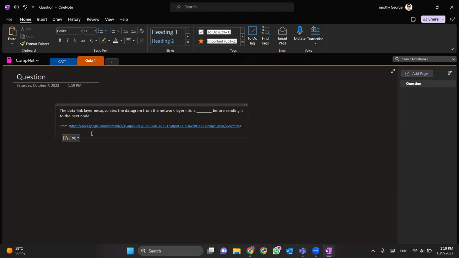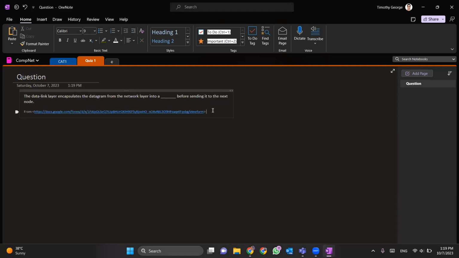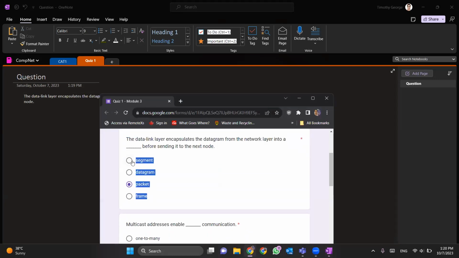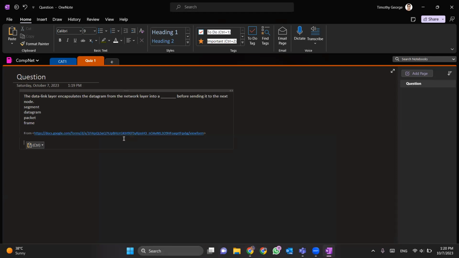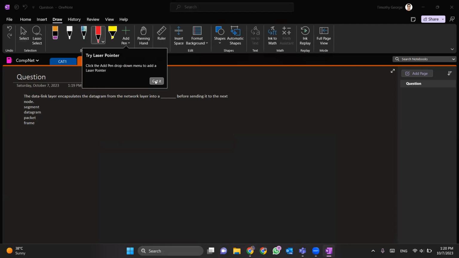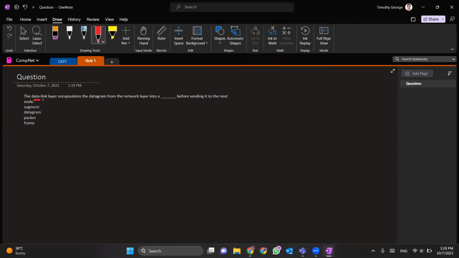The question is: the data link layer encapsulates the datagram from the network layer into a dash before sending it to the next node. The options given are segment, datagram, packet, and frame. This is actually a very simple question because anytime you say the word data link layer, you should know that data across the network is transferred in the form of frames. It would have been packet if it was the other layer, the physical layer, but in the data link layer, everything is in frames.